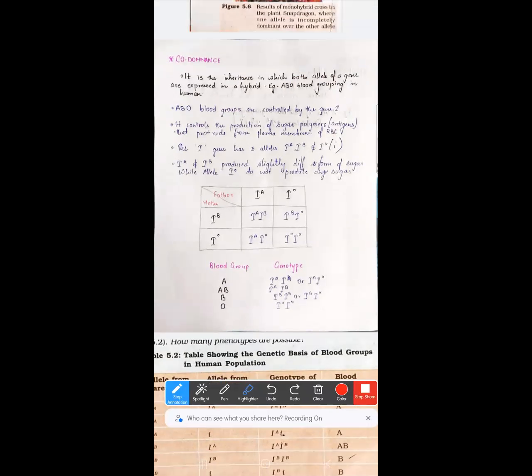Codominance. From the word codominance, we can understand that in this, two genes simultaneously dominate a character. It is the inheritance in which both the alleles of a gene are expressed in a hybrid. Example, ABO blood grouping in humans. So we'll see what is ABO blood grouping. You would have studied ABO blood grouping in the circulatory chapter in 11th standard.